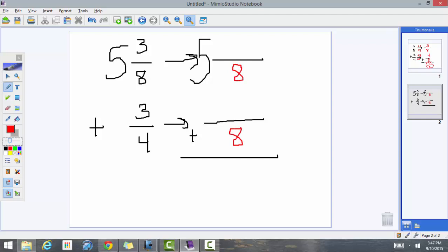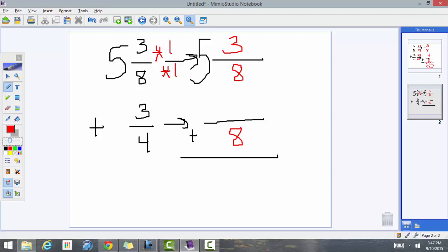Now it comes time for the equivalent fraction part. So looking at the top number, the denominator did not change. So 8 times 1 is still 8. What you do to the bottom, you have to do to the top. So 3 times 1 is 3, which makes sense. If the denominator doesn't change, the numerator should not change either.